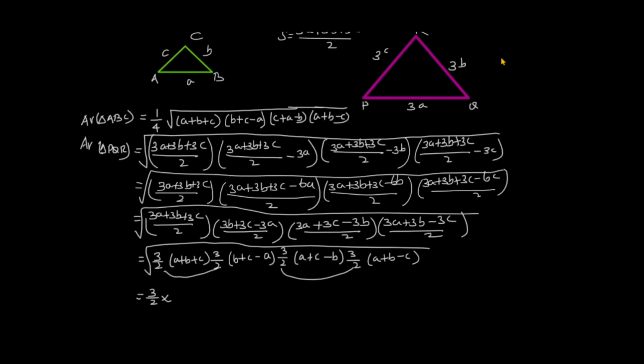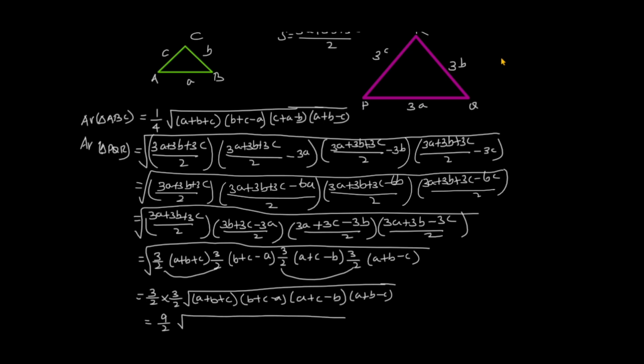So 3 by 2 into 3 by 2 outside of the square root, we will be getting under the root. Now we are having (a + b + c) into (b + c − a) into (a + c − b) into (a + b − c). So we are multiplying this 9 by 2 times square root of (a + b + c) into (b + c − a) into (c + a − b) into (a + b − c).